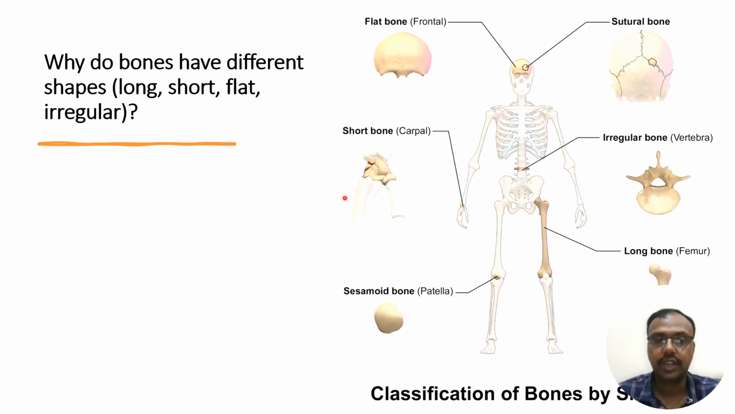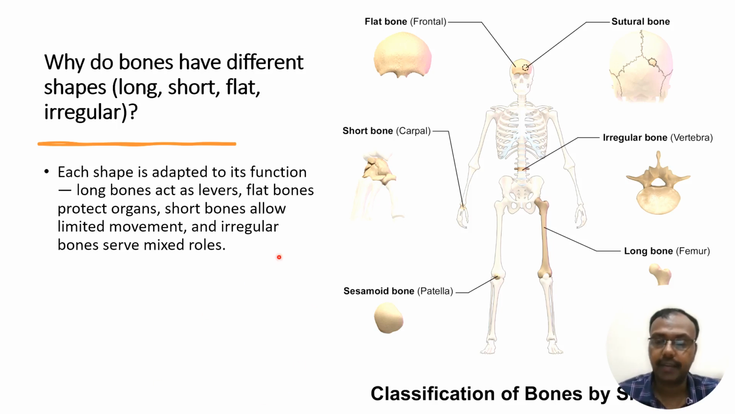Why do bones have different shapes? Long, short, flat, or irregular? Each shape is adapted to its function. For example, long bones act as levers for muscle attachment. Flat bones protect organs like the brain. Short bones allow limited movements, like in the wrist, and irregular bones, the vertebra, have mixed roles.